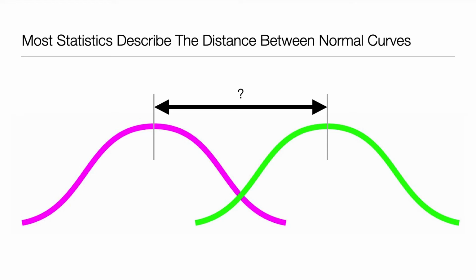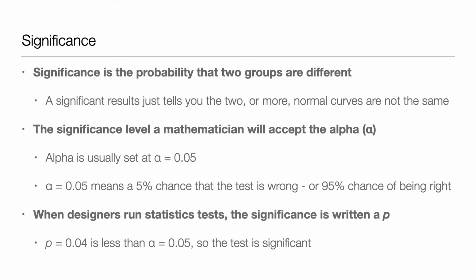Now, very rarely do you get a data set where the groups are very far apart. There's always some degree of overlap, and it can be very hard to tell if there is higher overlap or low overlap just by looking at the average scores, which is why we need the significance value. Significance is the probability that 2 groups are different.